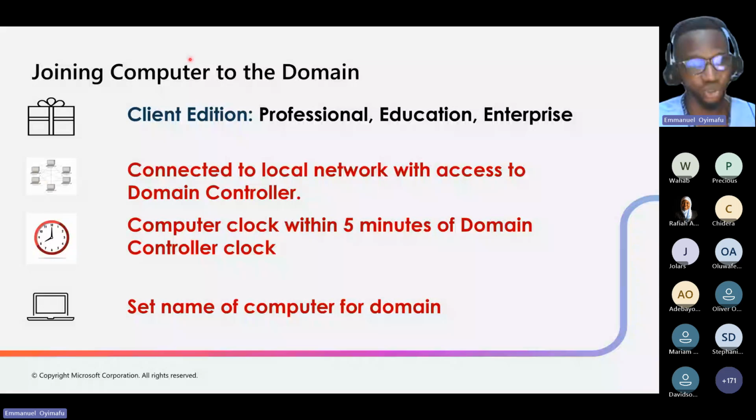So the client edition, when I say client edition, I'm talking about, at least most of us are familiar with Windows 10 Pro. We have Education version, we have Enterprise. Enterprise is for big organizations, while Professional, maybe you can just buy the license and install on your operating system. So the operating systems that can be joined to a domain are Professional, Education, and Enterprise.